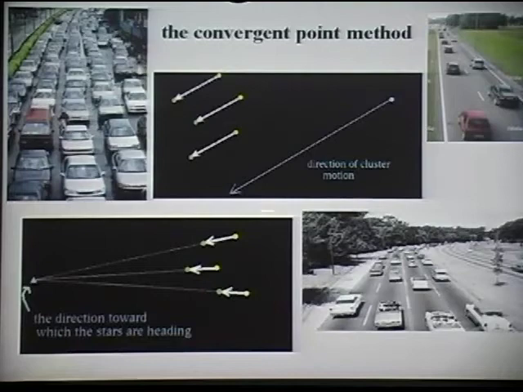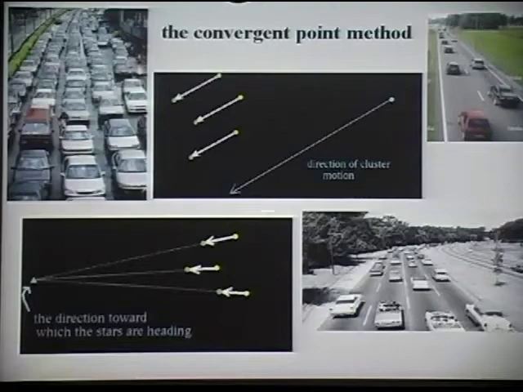101 years ago, somebody realized that this method in which objects moving in parallel lines, all of them going in the same direction, appear to converge in the distance, could be used to measure the distance to the Hyades cluster. It's called the convergent point method. The cartoon in the middle has all those stars moving in parallel directions. The bottom left shows how those motions will appear to us. Those stars will appear to be going toward the same point at a great distance.